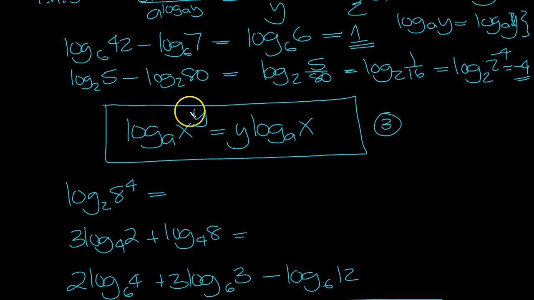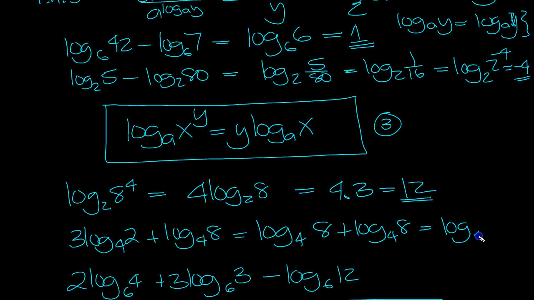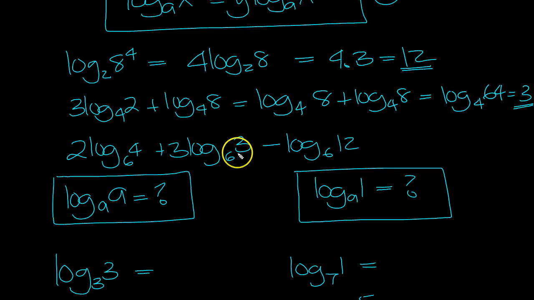The 4 can jump down now. So using that rule, the 4 jumps down to ground level when it's in the power. So it's 4 log 2 of 8. And you raise 2 to the power 3 to get 8, don't you? So it's 4 times 3, which is 12. Here, plus, so you times them. Oh, but the first thing is you've got a 3 to move up first. So it's log 4 of 2 cubed, which is 8, plus log 4 of 8. Plus you times, don't you, with logs. Log 4 of 64. And you raise 4 to the power 3 to get 64. So that's 3. Next one.